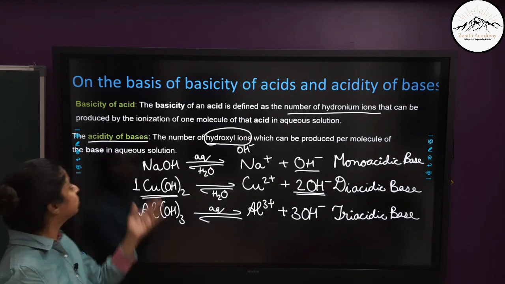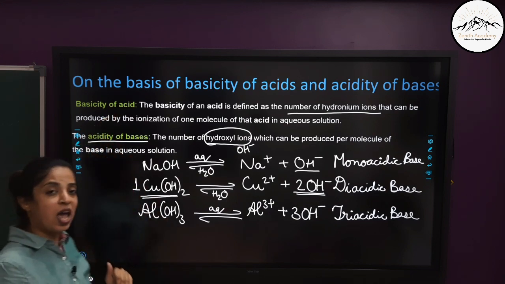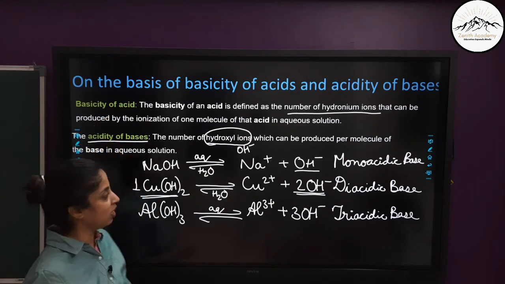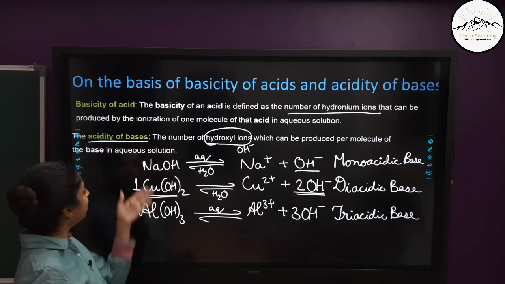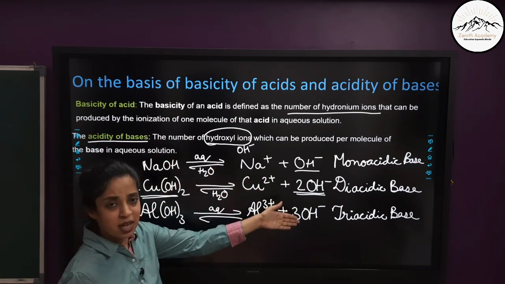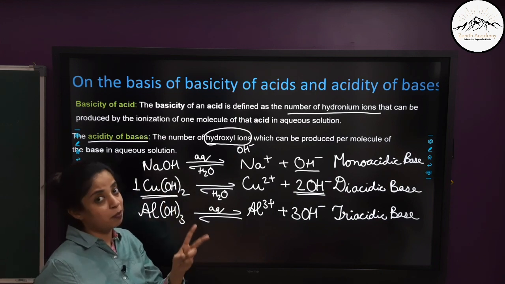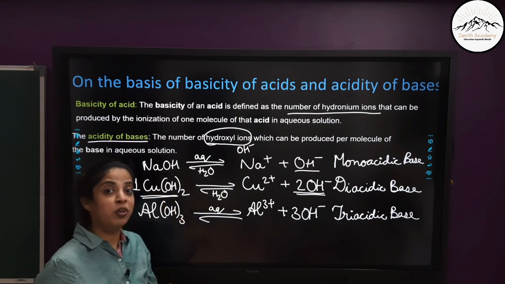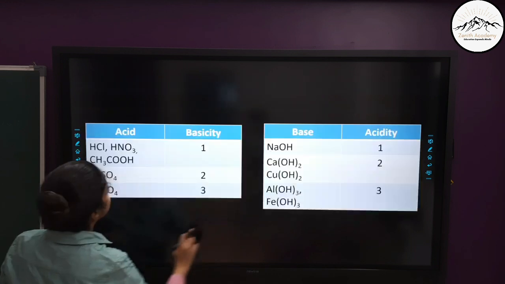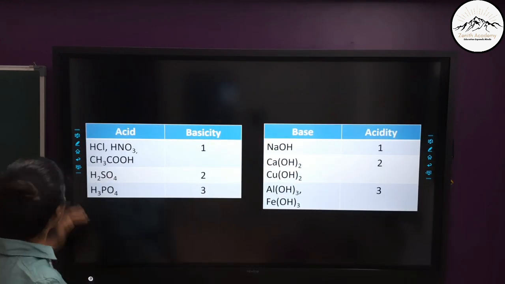I hope you understood basicity of acids and also acidity of bases very well. Just remember that in acidity of bases, it is only a 1-step reaction. There it was 1-step, 2-step and 3-step reaction. There it formed different types of salts also. So now let us take these examples.